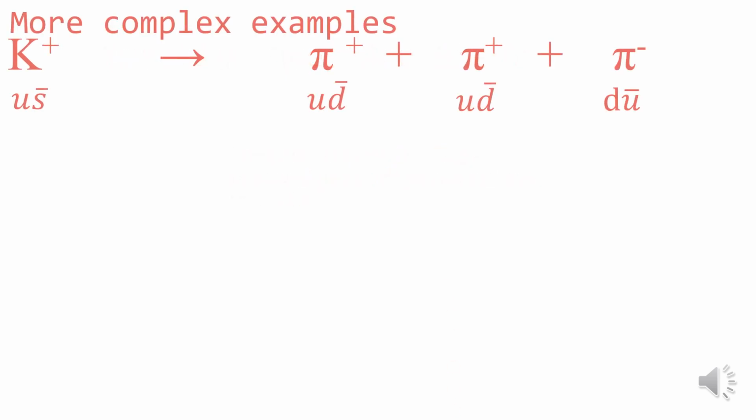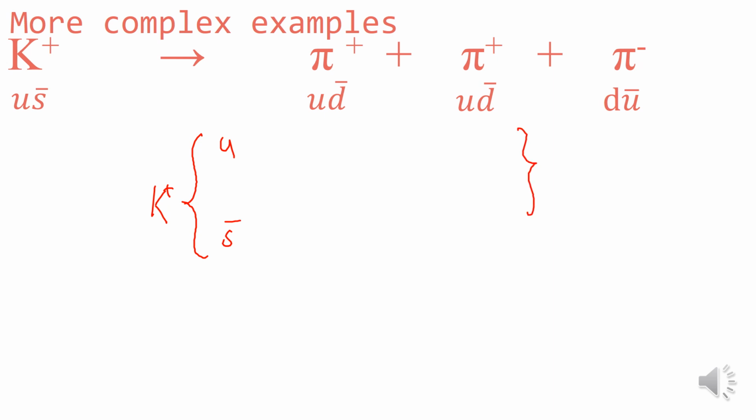If you have done that sheet, then here's some more complicated examples. Basically, where we have a kaon plus becoming two pion pluses, if you notice, and a pion minus. This is slightly more complicated, and so I will go through it now. Okay, so you can see that the kaon plus is a composite particle. It's comprised of an up and an anti-strange.